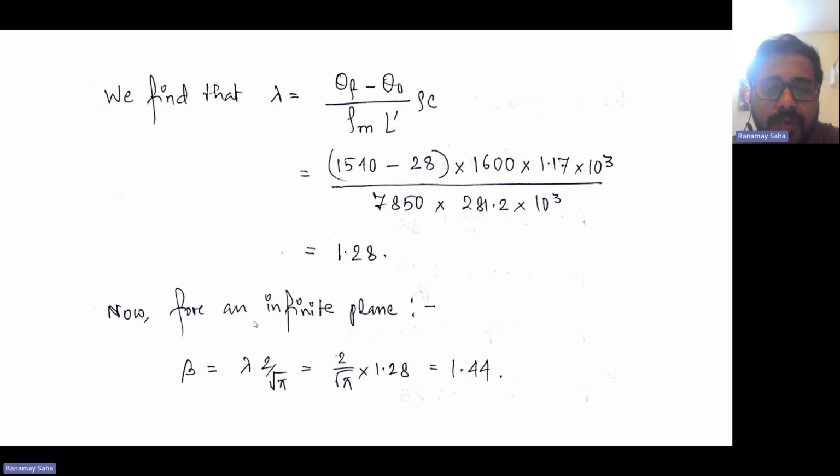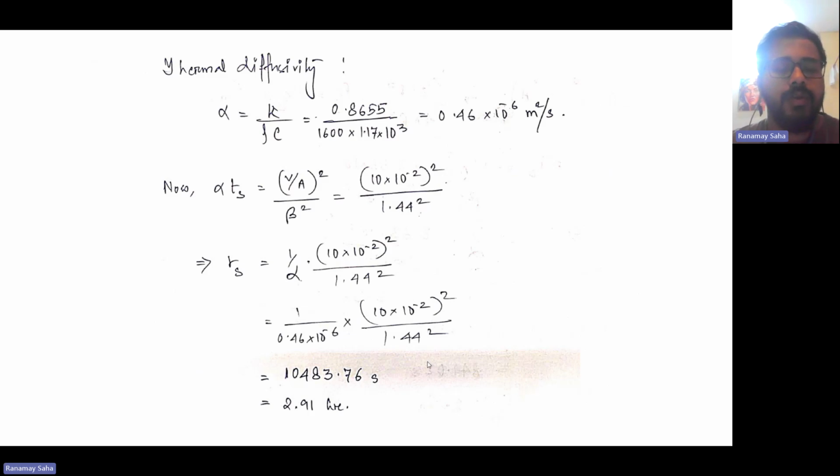And then you have, for an infinite plane, beta given as, that is for a slab. Okay, slab, here you can consider this as an infinite plane. So it is given as twice lambda by root pi. Okay, just plug in the value of lambda we found out from here. So you have the dimensionless constant beta as 1.44.